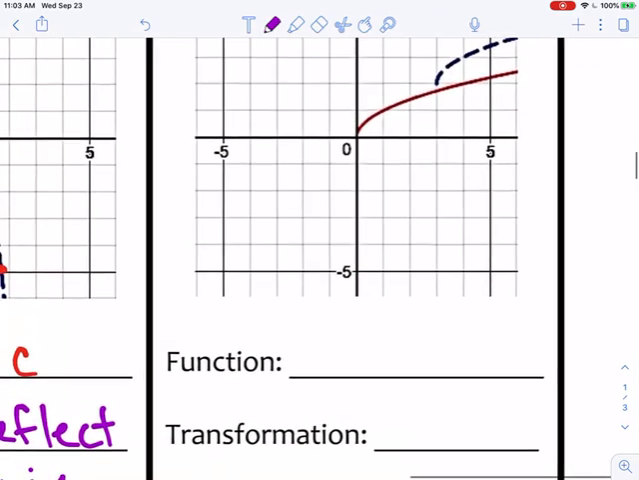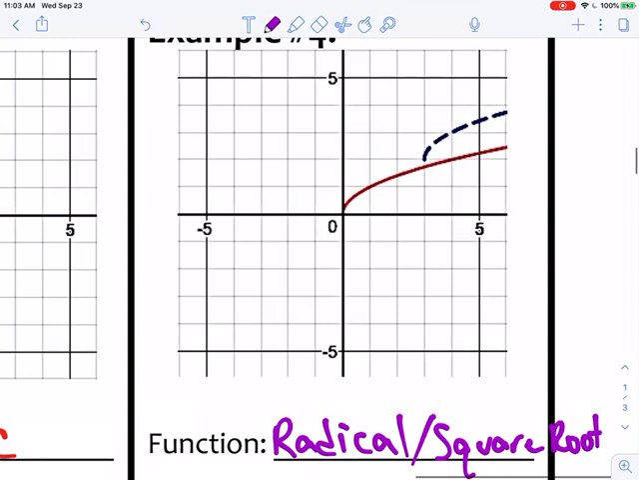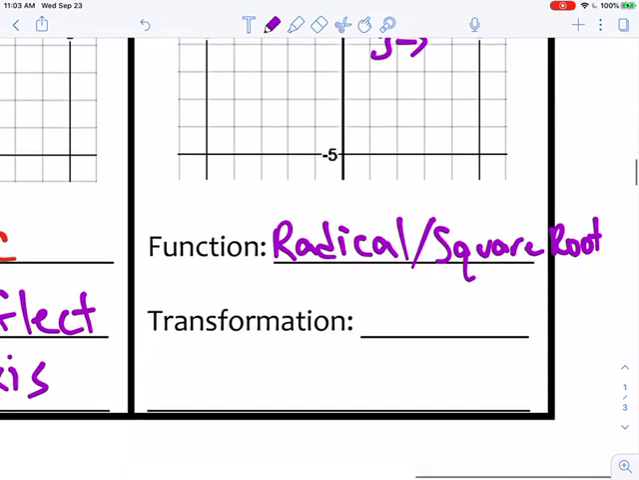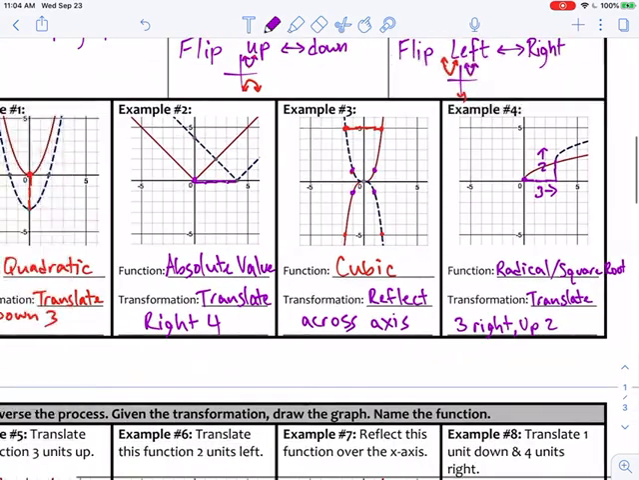And looking at example 4, our radical, or our square root, okay, we're looking at our transformation. It looks like it does more than just left or right, up and down. So I'm going to look, and I'm going to see 1, 2, 3 to the right, and 1, 2 up. So we had 2 different translations happening here. We can say we translated 3 right, and we translated up 2.